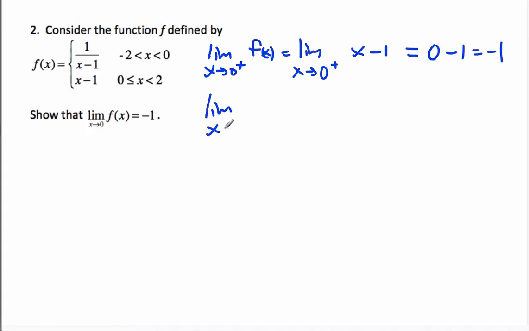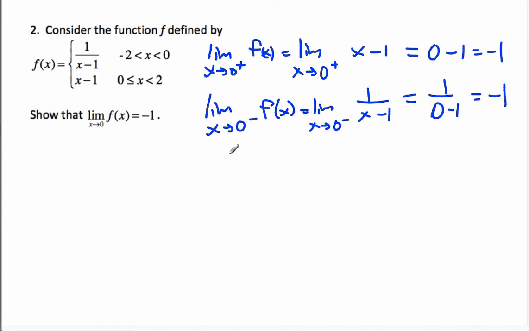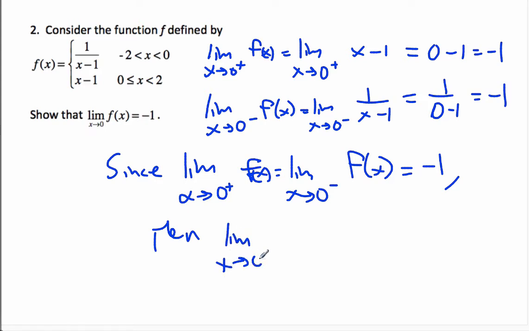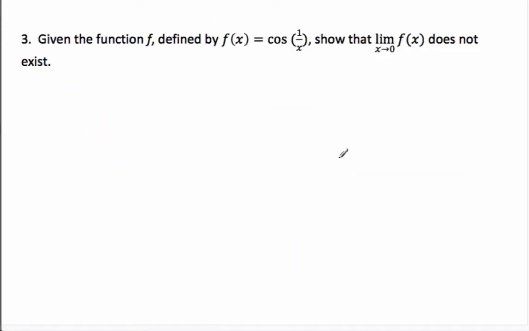The limit as x tends to 0 from the left of f of x equals the limit as x tends to 0 from the left of 1 over x minus 1, which equals 1 over 0 minus 1, which equals negative 1. Okay, so since the limit as x tends to 0 from the right of f of x equals the limit as x tends to 0 from the left of f of x equals negative 1, then the limit as x tends to 0 of f of x equals negative 1. Okay, next we have this limit.